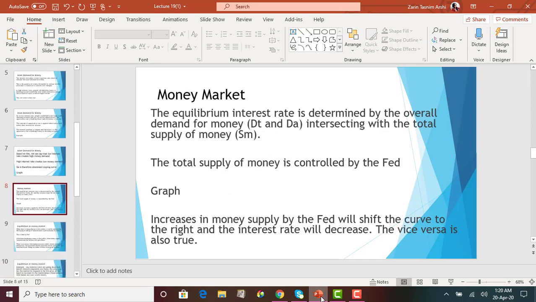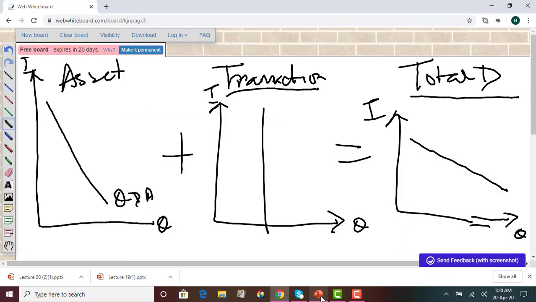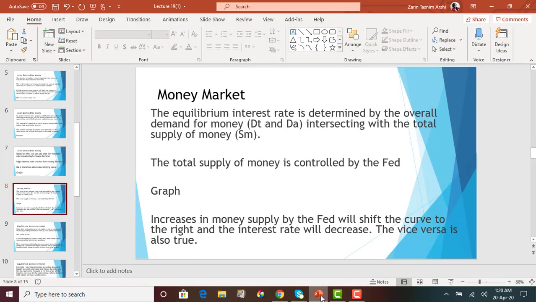Okay, so the equilibrium interest rate, basically the market in which the interest rate is in equilibrium, is determined when the supply curve intersects the total demand curve for money. And again, the supply of money is controlled by the Fed. The Federal Reserve is the one that will control the supply of money. So the supply curve will be a vertical line because they will determine how much money supply there is. Let's say they want $10 billion, so it will remain fixed no matter what the interest rate is.